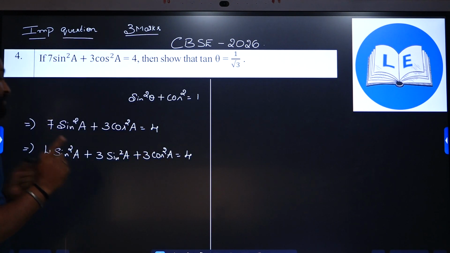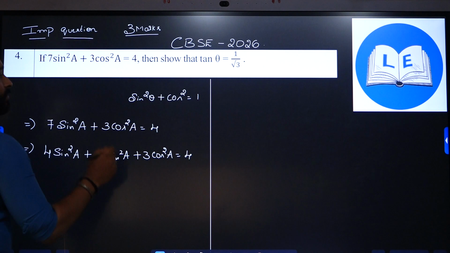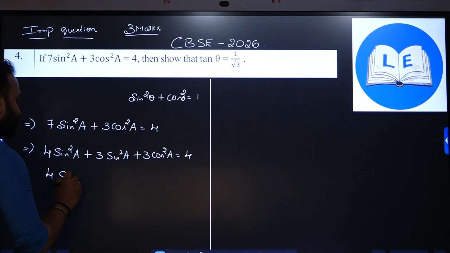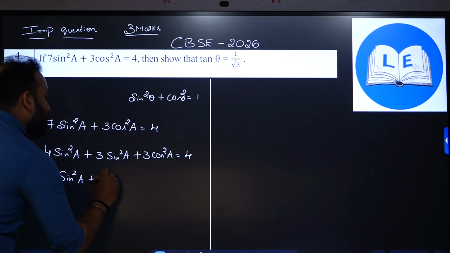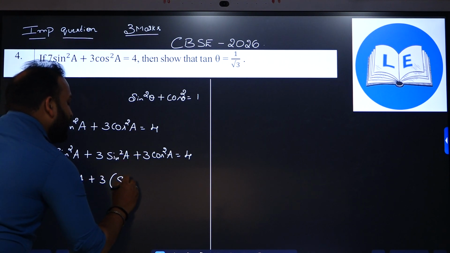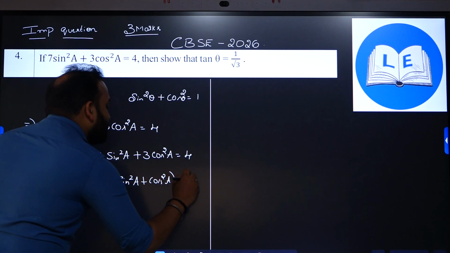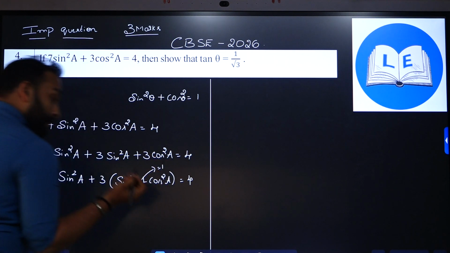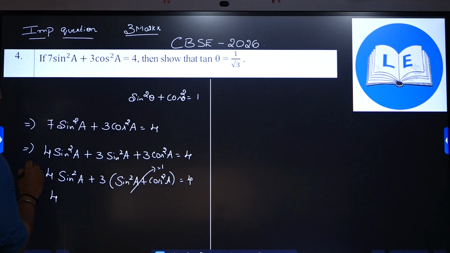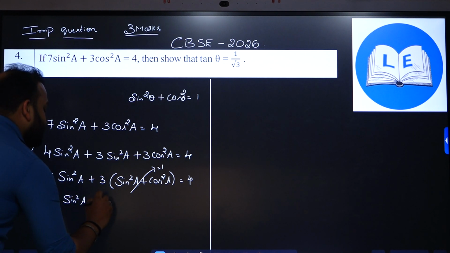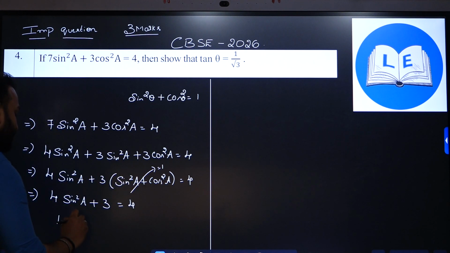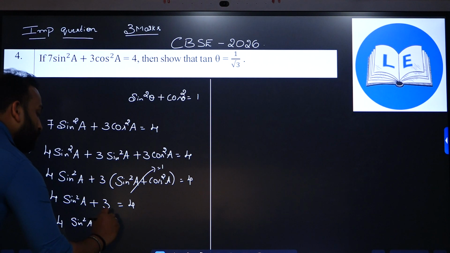Okay? Why did I do this? Because if I take this 3 common, sin square theta plus cos square theta is 1, right? So I can write 4 sin square a plus 3. So here what I do? I will take 3 common and write it as sin square a plus cos square a, which is nothing but 1. This value is 1, right? So what do we get here? 4 sin square a plus 3 is equal to 4. Take this 3 to the other side, children. We get 4 sin square a is equal to 1.